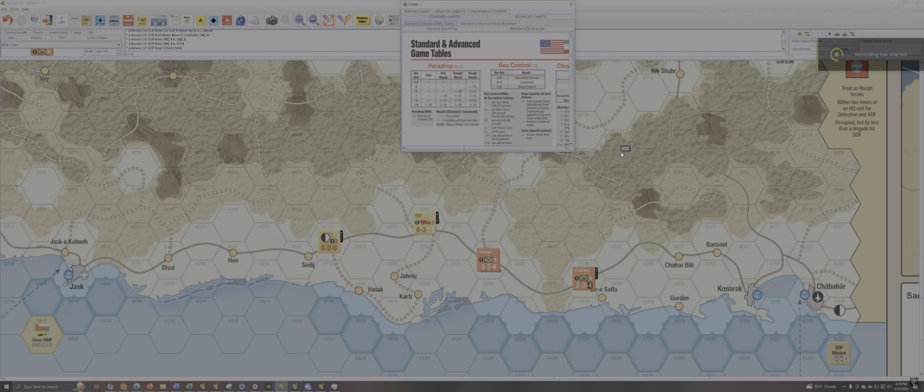We're going to talk about some special movement. We're going to talk about air movement, air mobile movement, paradrop, and sea movement. There's also naval movement and amphibious assaults. We're going to talk about that in a different video, so stay tuned for that, or if you're really dying to know, go find that video or look up the rules. They'll be great. So let's start with air movement.